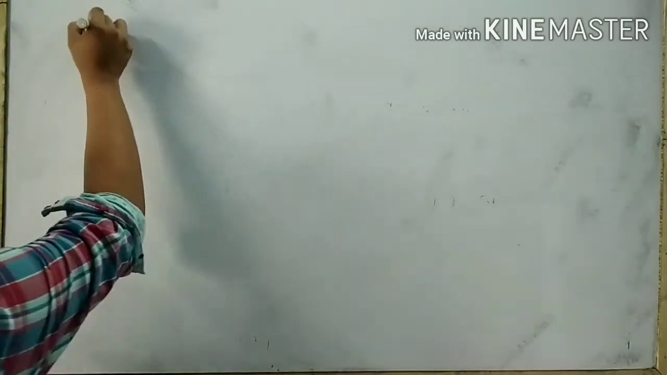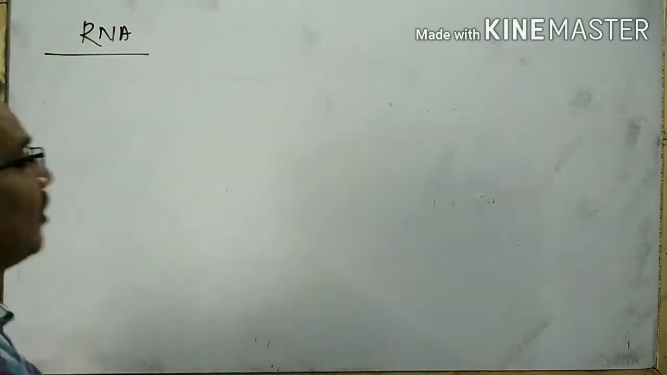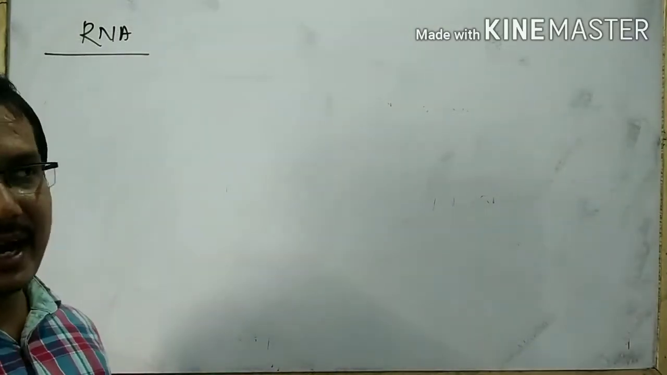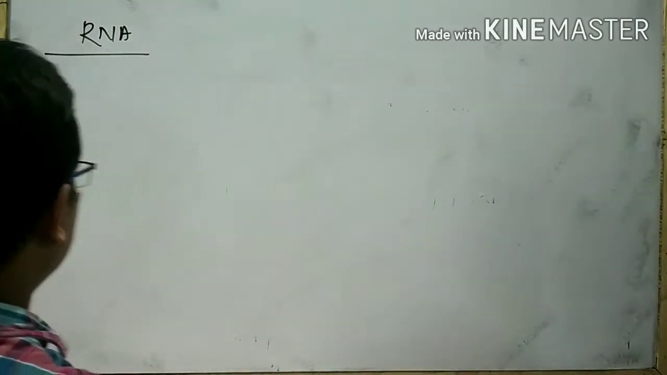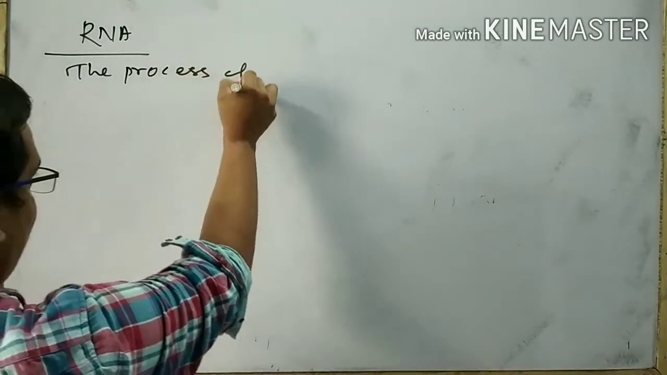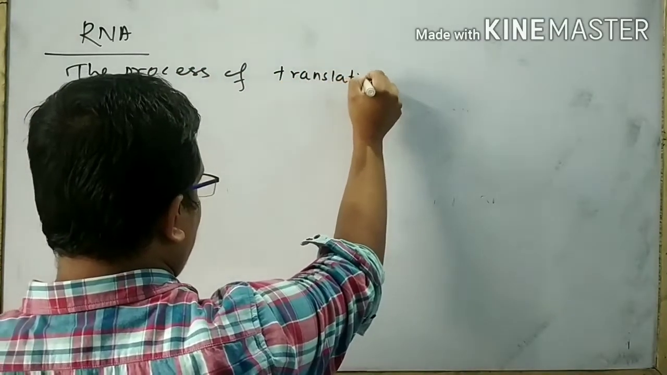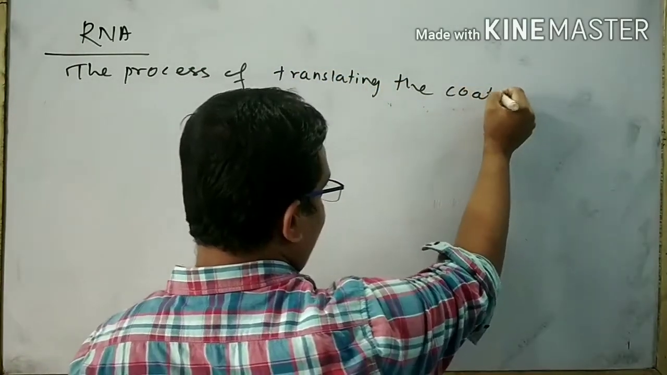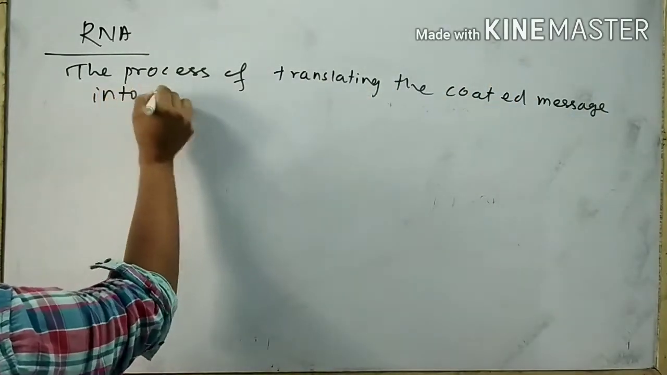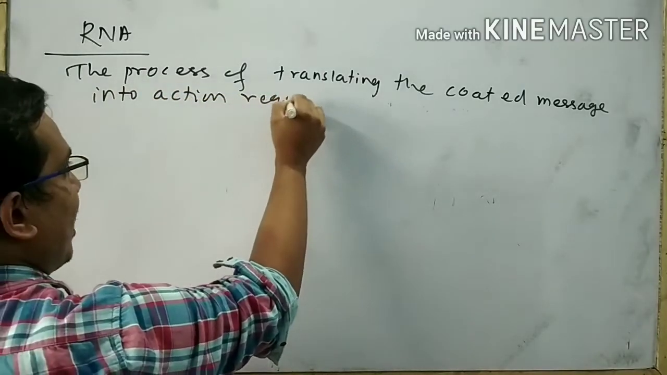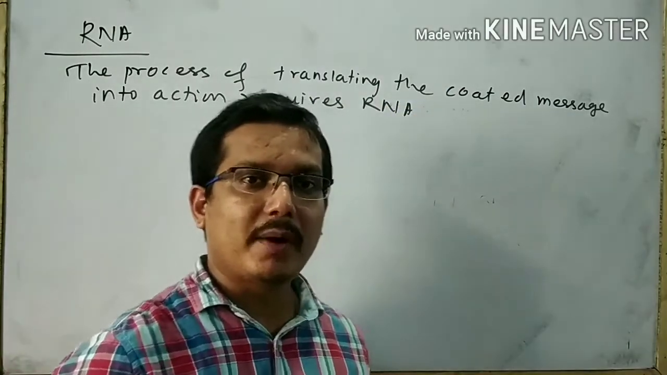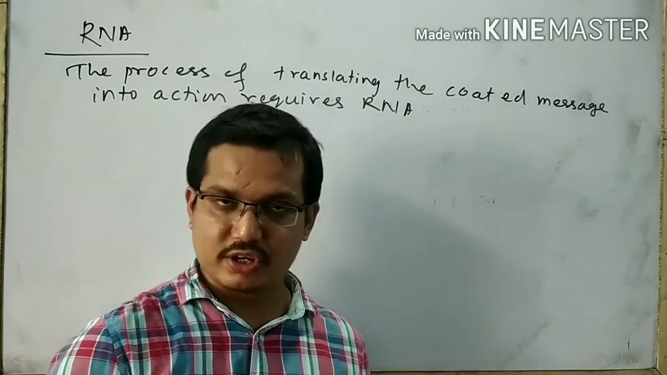Next I will discuss about the RNA. RNA is used to decode the message and convert it into the axon. So we can write the process of translating the coded message into axon requires RNA. The chemical composition of RNA is similar with the chemical composition of DNA.